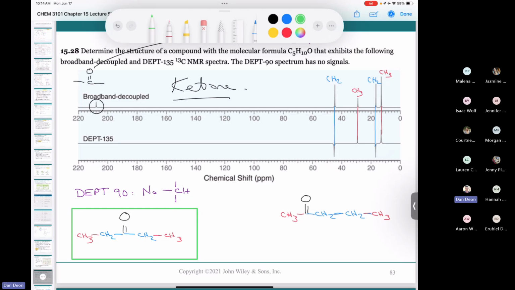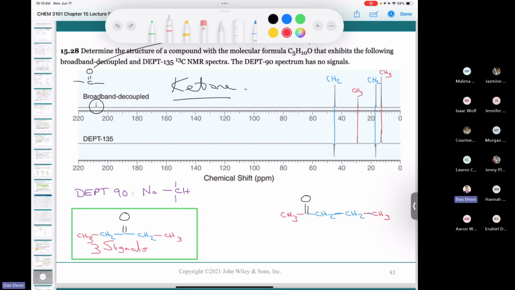Could anybody tell me why it's not this compound, the one in the green box? Why is that wrong? If somebody had proposed that, why would it be incorrect, Mr. Dion? Yes, exactly. 3 signals, right? Exactly. Why must this be the correct one, Isaac? Because it's got 5 signals, right? 5 unique signals. Awesome. Here we go.